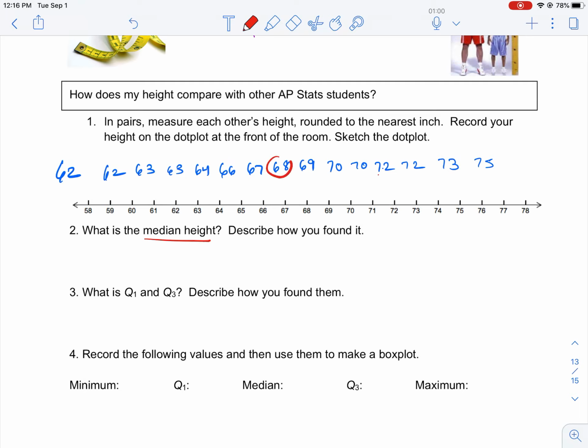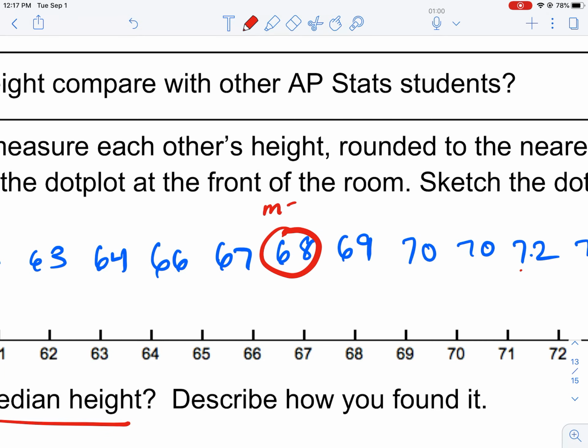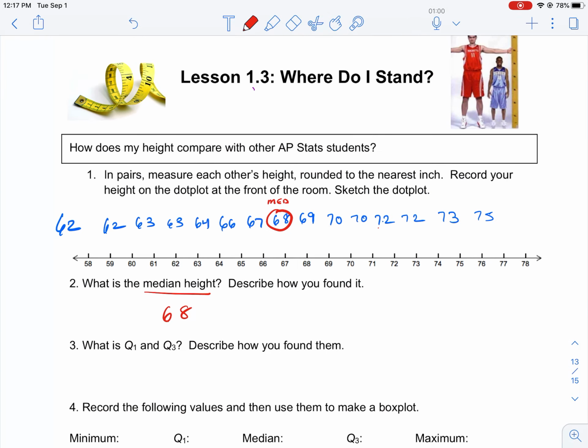Now, a lot of people are far more comfortable doing the cross-out method, so you could cross them out like this, and you'd come to the middle, and you'd end up with 68 as your data value. Well, we can also do that mathematically, and that helps in a lot of ways, especially if we don't have a small manageable number here. So what is the median height? It's going to be 68. And we can also label that as median.